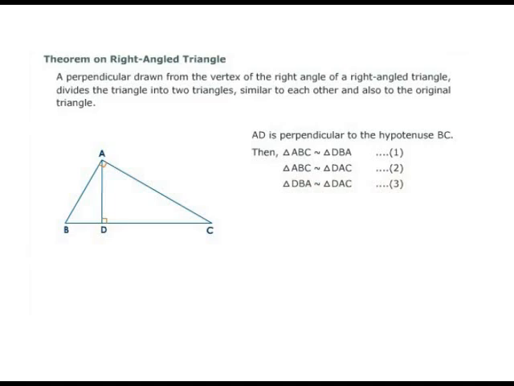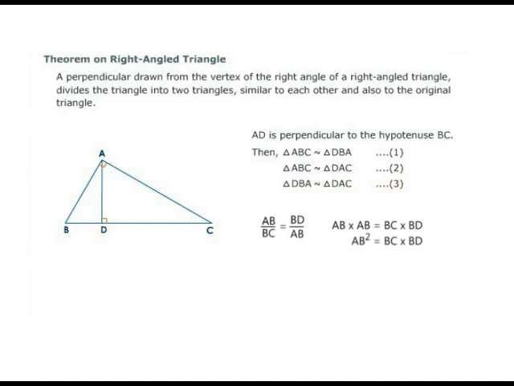By the definition of similarity from equation 1, we shall get AB over BC is equal to BD over AB. Cross multiplication, AB times AB is equal to BC times BD. So we get AB squared is equal to BC times BD.